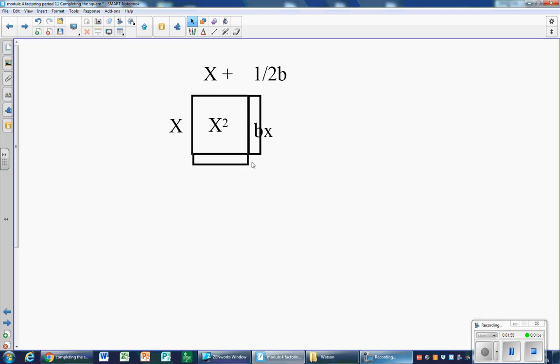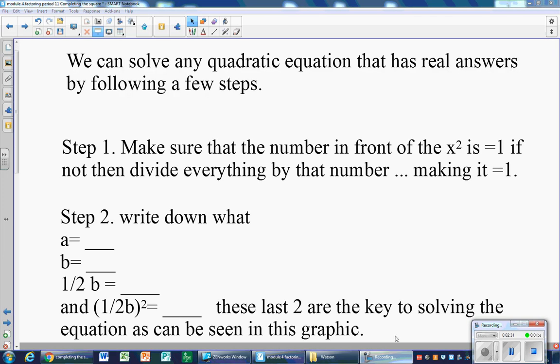So now I've got this little piece here that I want to complete. I want to complete the square. So this piece, remember, this is half of b, so the height must also be 1/2 b. I've added on this little piece. So now we have x plus half of b and x plus half of b. And we have this 1/2 of b shaped square. That's why this 1/2 b squared is very important.